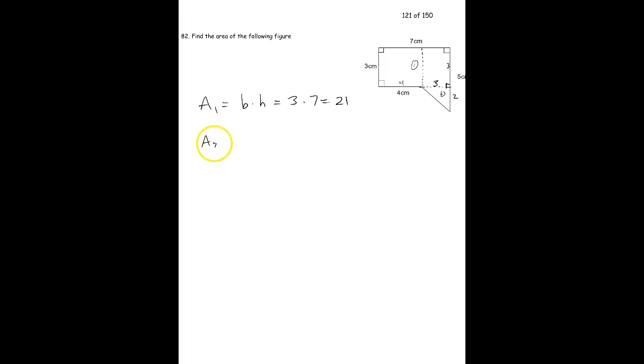So the area of region 2 is going to be 1/2 base height because it's a triangle. Since it's a right angle here, we can use base of 3, height of 2, and I forgot the 1/2. So 1/2 times 3 times 2 is 3, so that little triangle here is 3 square units. The rectangle is 21. We add those together to get 24 square centimeters.